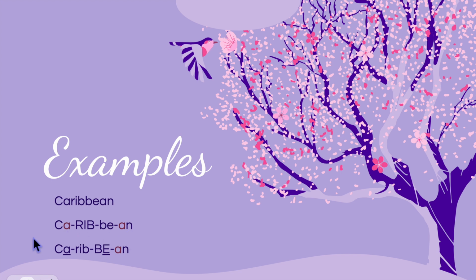In other areas, people say Caribbean. In both of these pronunciations, the final AN is pronounced un. But in the second pronunciation, we have a clear long A sound, and the third syllable is accented. Listen again. Caribbean versus Caribbean.